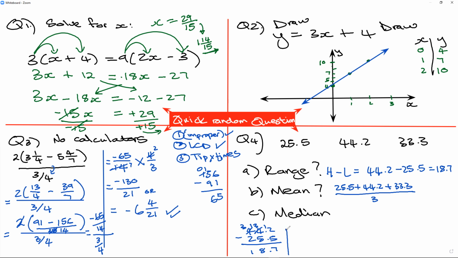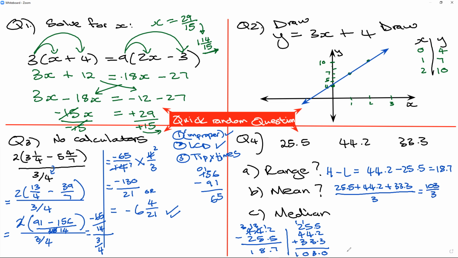Again, let's do a quick calculation at the bottom. So we go 25.5, 44.2, and 33.3, and we're adding all of it up. 5 plus 2 is 7 plus 3 is 10, put the 0, carry the 1. 1 plus 5 is 6 plus 4 is 10 plus 3 is 13, carry the 1. 1 plus 2 is 3, 4, 7, 7 plus 3 is 10. That's 103.0, or 103, right? So this is going to equal 103 over 3.